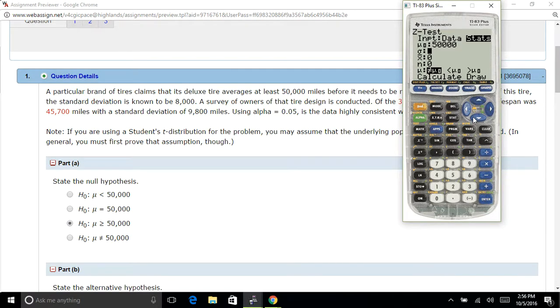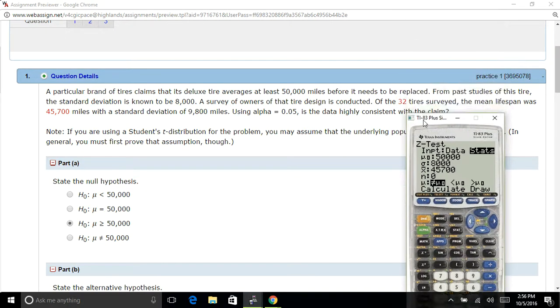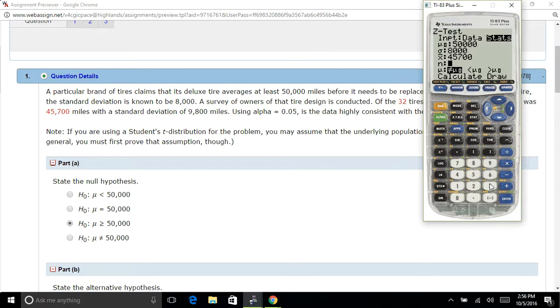Then I'm going to get my population standard deviation, which is 8,000. And then my sample mean, which is 45,700. And my sample size, let me move this for a second and make sure, which is 32. Okay, remember for my alternative, I put less than. So I hit enter, and then I hit calculate.